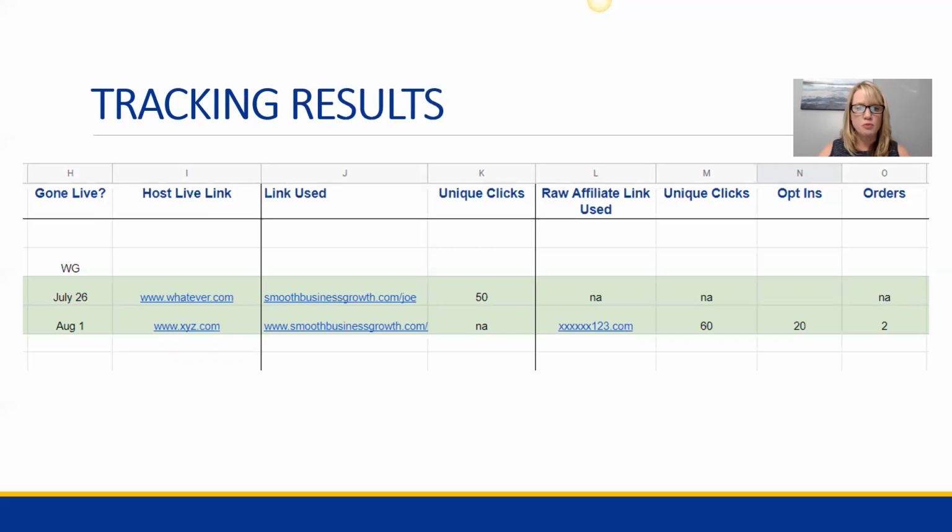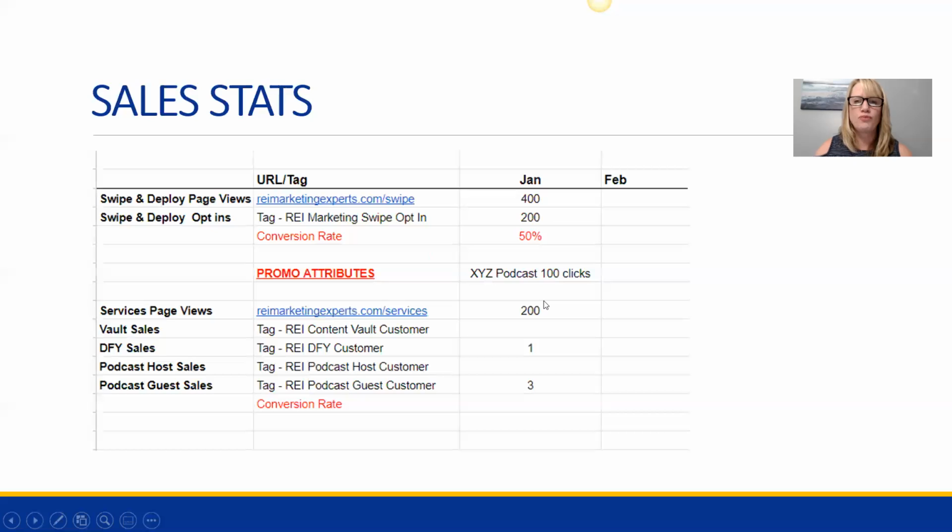So I still have the smoothbusinessgrowth.com/XYZ, whatever it is. I also put the raw affiliate link in there. And then this way it shows me how many unique clicks there were, how many actual opt-in conversions, and for the upsells, you can even see how many orders. So it gives you way more data. Now let's take it one step further.